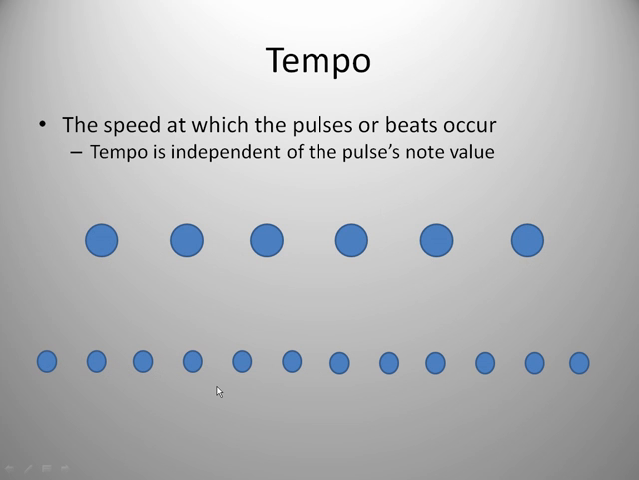Alternatively, we can just move from dot to dot at different speeds on the first line. So a slow tempo might go dot, dot, dot, dot, dot, dot. A faster tempo might go dot, dot, dot, dot, dot, dot.